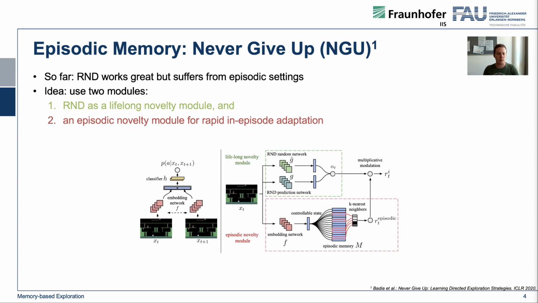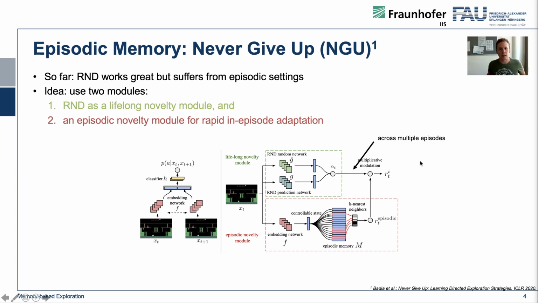Okay, maybe let's show a little bit the diagram of this algorithm. What you see here is the standard setting. You have an embedding network and a forward model and all this stuff. And here is what NGU is proposing. On the top you have the lifelong novelty module, which is the RND random network. Here you have the prediction network and the random network, and you train those networks to come close to each other, giving you some value alpha t. On the bottom line, you have the episodic novelty module. This is the new thing, and I will explain all the components in the upcoming slides.